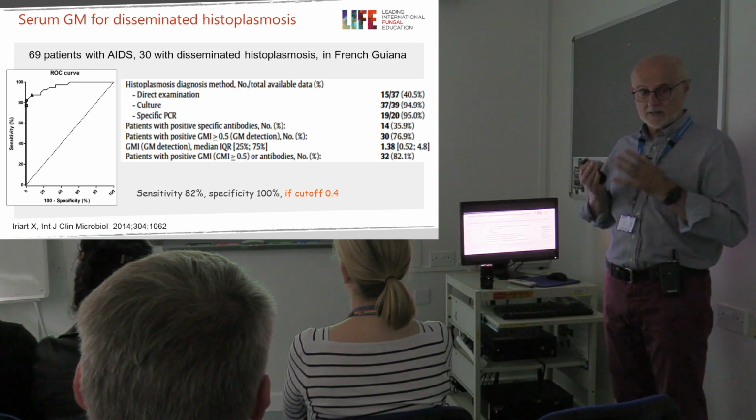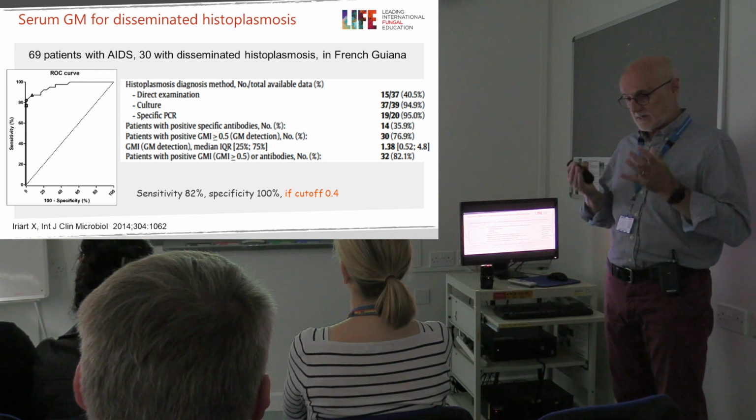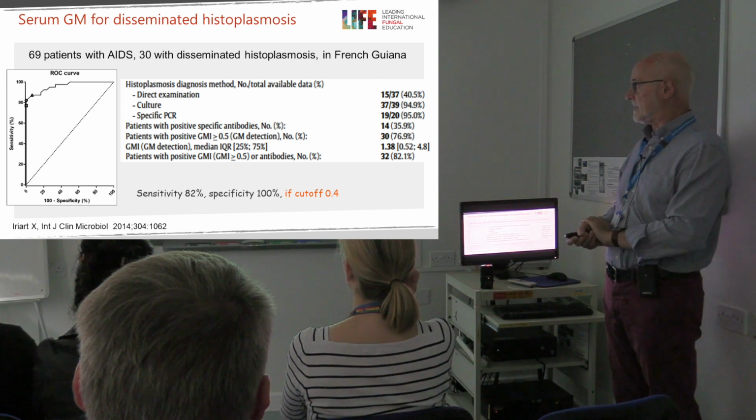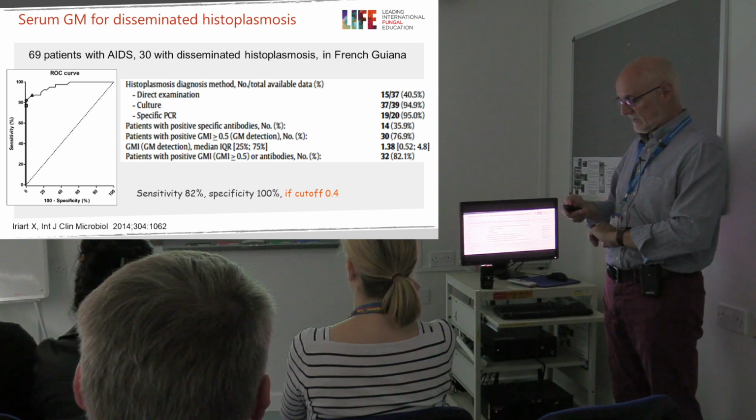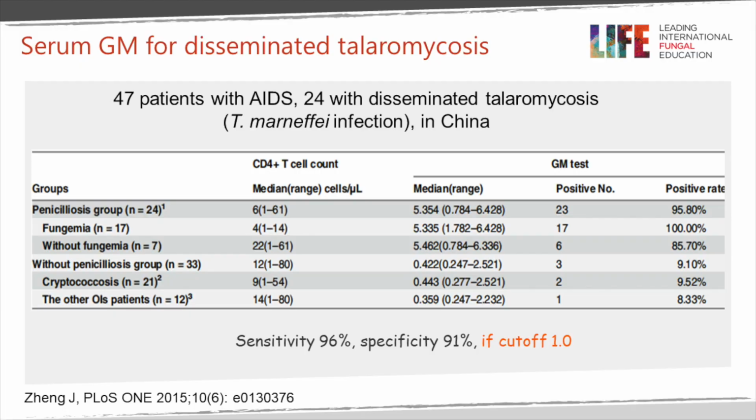So the summary here, the bottom line, is this test can be used for diagnosing histoplasmosis, but of course there are many tests specifically formulated, designed for disseminated histoplasmosis, which will be the subject of another lecture. Also, this disease, talaromycosis, so this is what used to be called Penicillium marneffii, it's now called Talaromyces marneffii. This is found predominantly in China, but also in Vietnam and in Thailand. We can see here quite respectable levels of sensitivity and specificity if a cutoff of 1 is used.